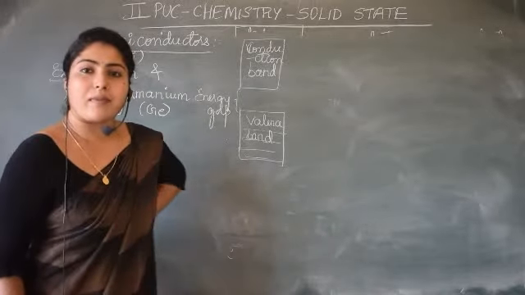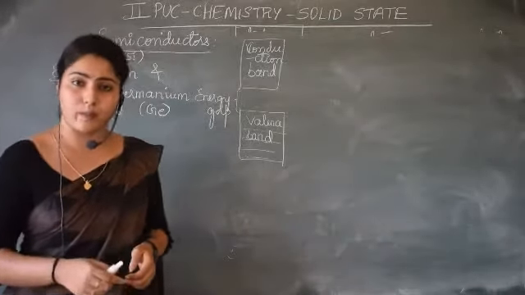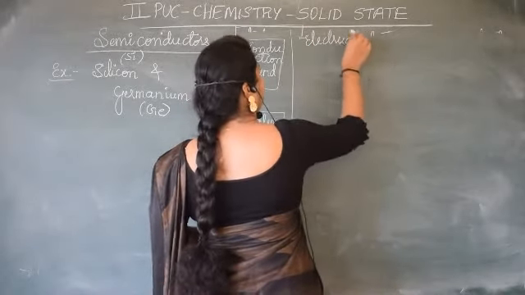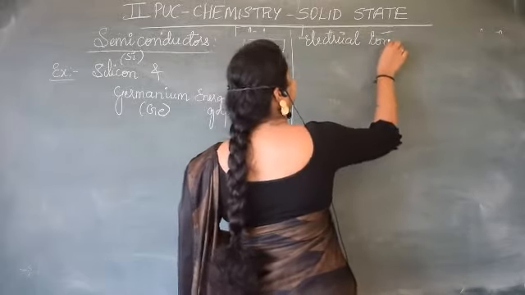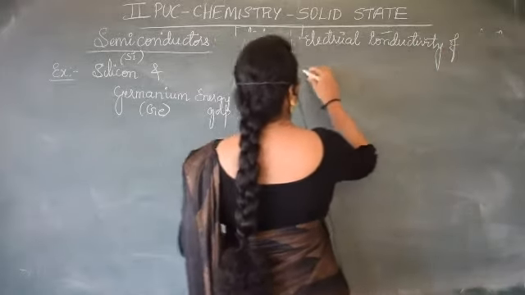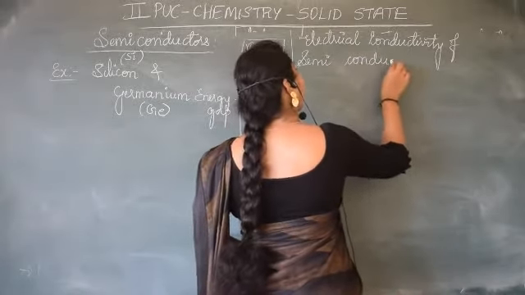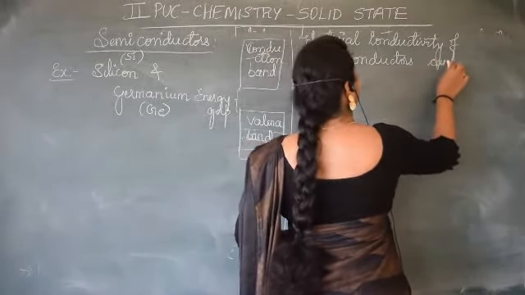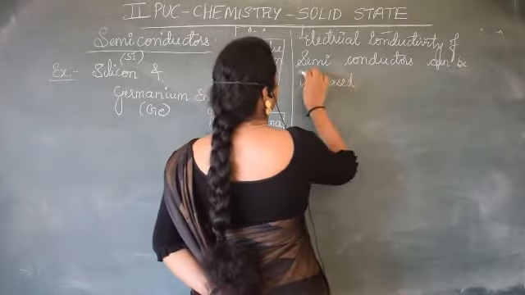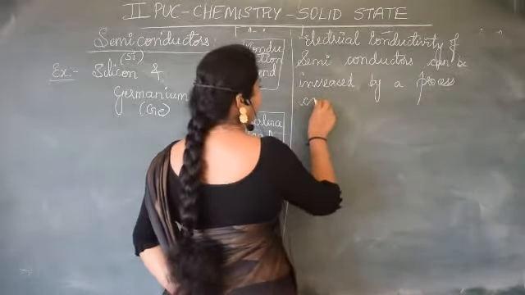Now, how can the conduction be increased? The electrical conductivity of semiconductors can be increased by a process called doping.